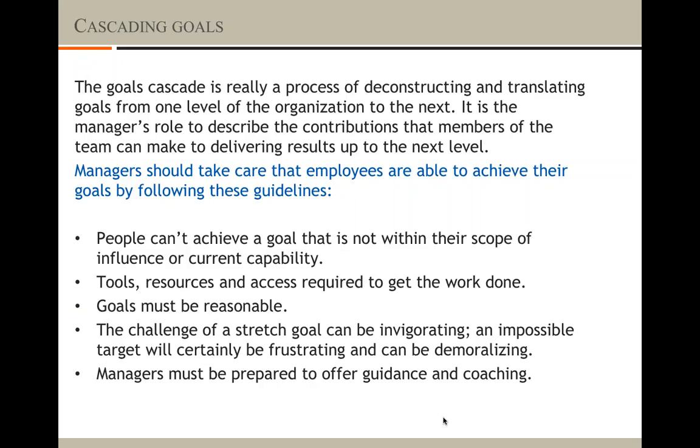Then goals should be reasonable. The challenge of a stretch goal can be very motivating as well, but at the same time it can really burn you out. So you should not try to set an impossible target. It should always be something that you can achieve within a relevant time frame. For example, if you're not a sports person and you say that you're going to participate in a state level championship, that is really a stretch goal for you.